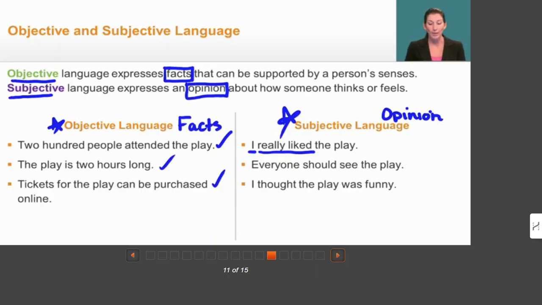Let's look at the next one. Everyone should see the play. Everyone should. Not everybody would agree. If somebody didn't like the play, they might think that everybody should stay home instead. Again, an opinion. Finally, I thought the play was funny. Well, there's your big indicator. I thought. Not everybody might have thought the play was funny. So here we're dealing with opinions that are being expressed, and we call that subjective language. Now, I want you to keep this information in mind as you try to sort objective and subjective language.